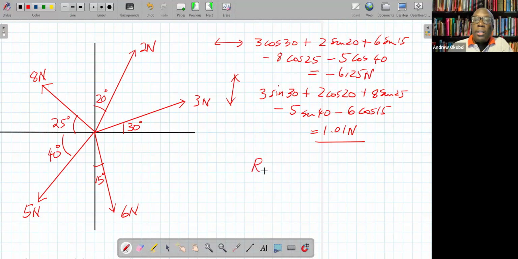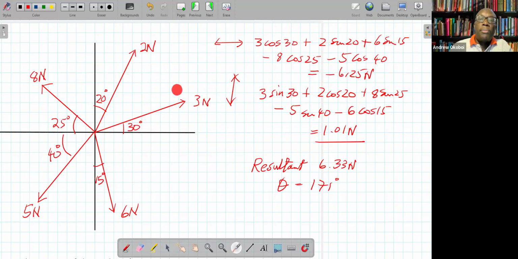The resultant turns out to be 6.33 newtons, and the angle theta with the x-axis is 171 degrees. So this one is also very close to this axis here, because you're taking 171 degrees, and it's almost this way. And you can tell that it is because these forces here that are on the negative side are much larger than the ones that we have here.